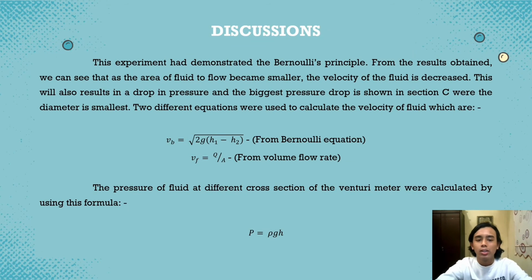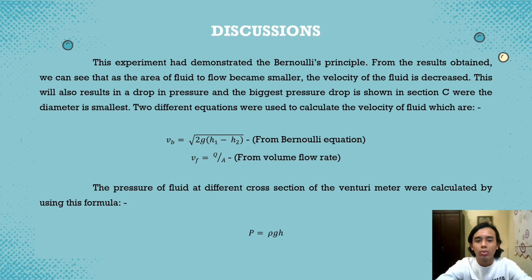Okay, so the experiment had demonstrated Bernoulli's principle. From the results obtained, we can see that as the area of fluid flow becomes smaller, the velocity of fluid is increased. This will also result in a drop in pressure, and the biggest pressure drop is shown in section C, where the diameter is smallest at 16 mm.